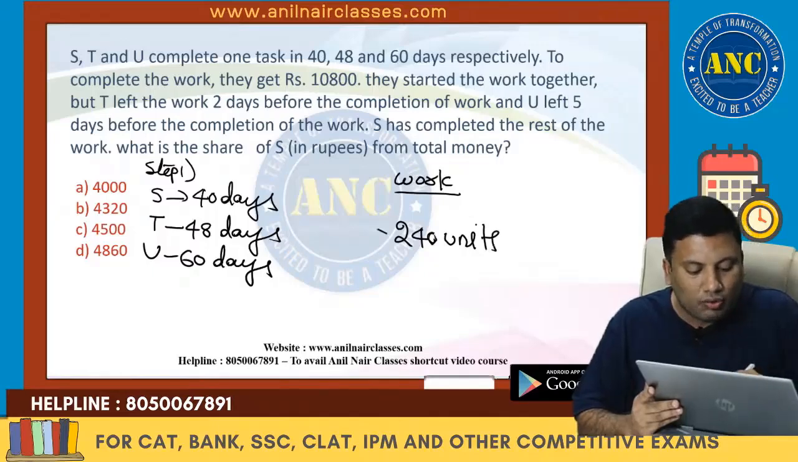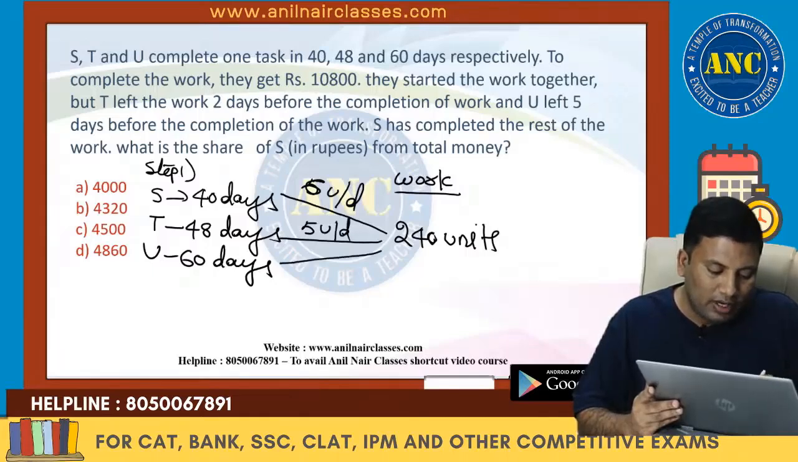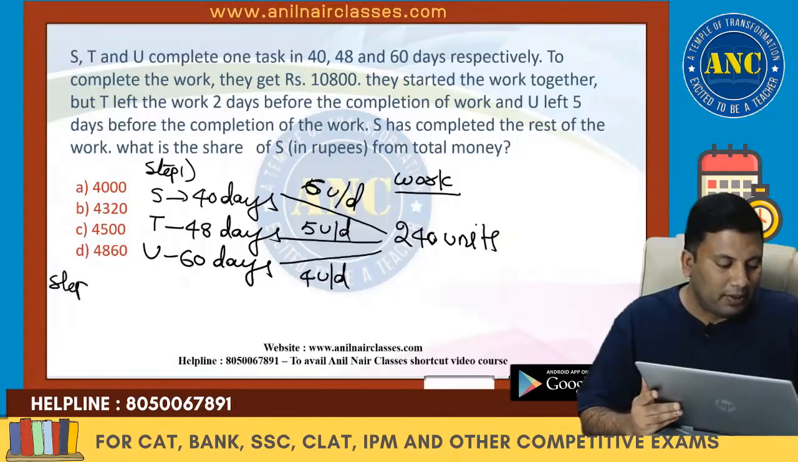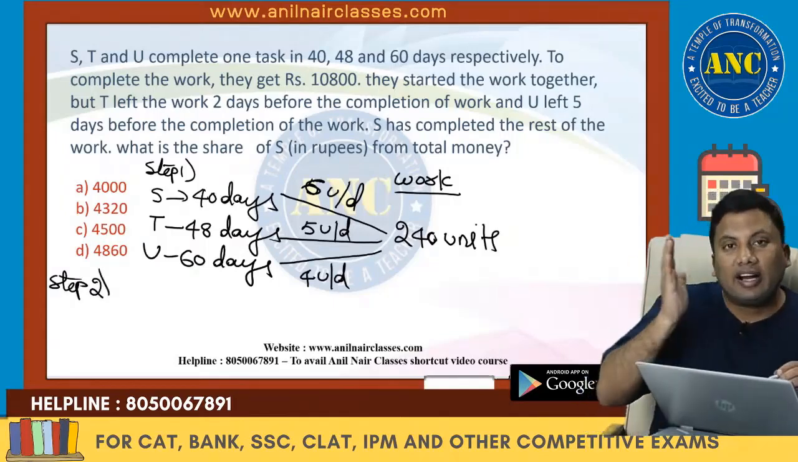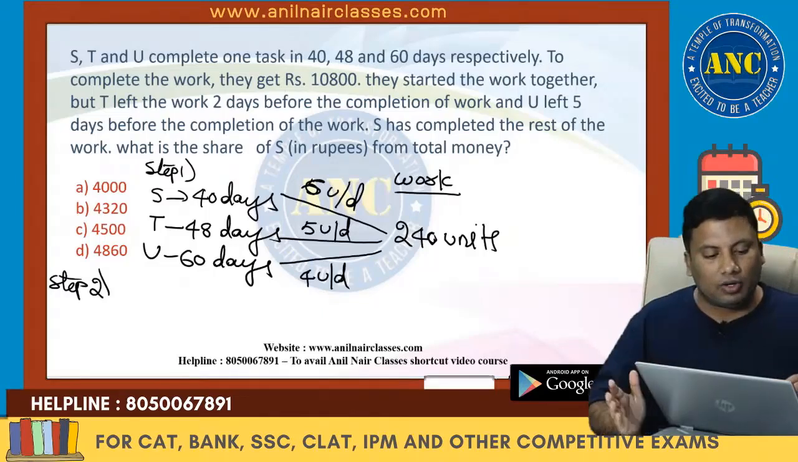If it is 240 units of work, S will do 5 units per day. Sorry, 6 units per day. T will do 5 units per day. U will do 4 units per day. But in step number 2, this is the work done because some people have left. Assume if they have not left.